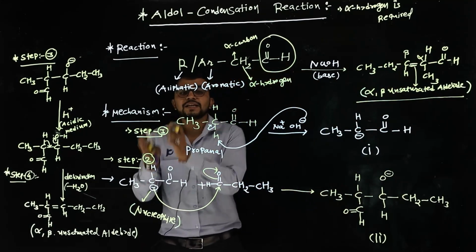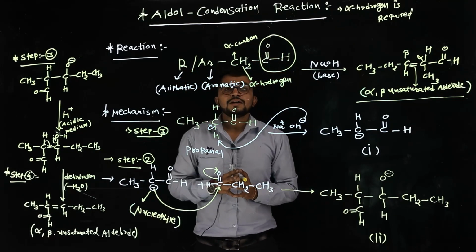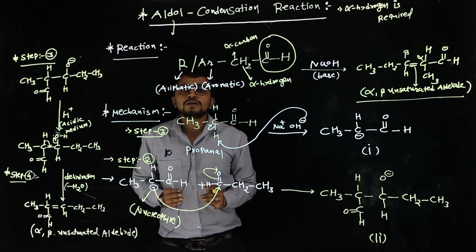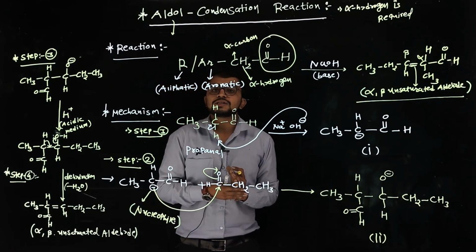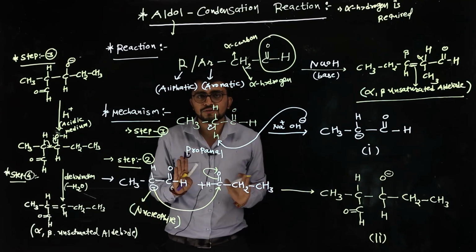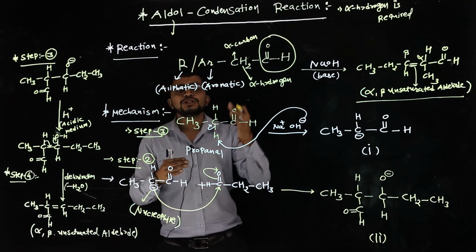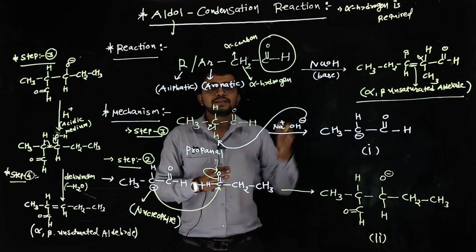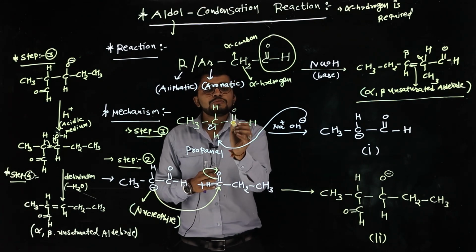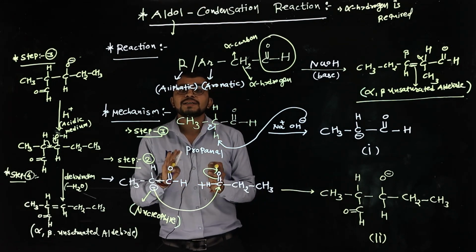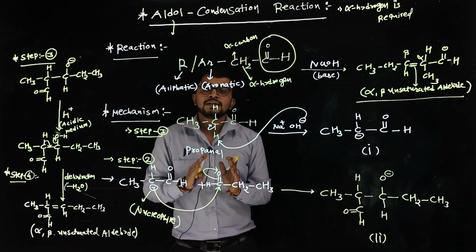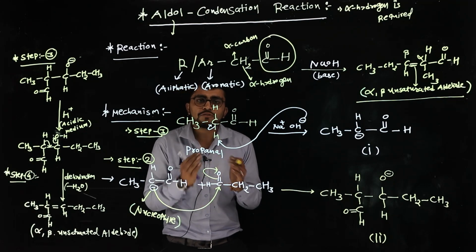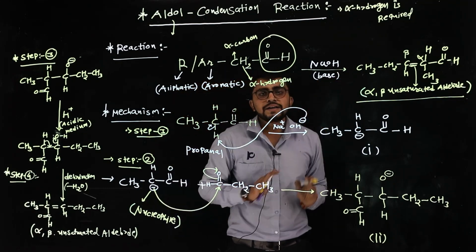Then what is the mechanism of this aldol condensation reaction? The name involves aldol, which means an aldehyde functional group is there. The aldehyde functional group is attached to a carbon which possesses alpha hydrogen, and only then is the reaction carried out in the presence of base. So the primary requirement of this reaction is alpha hydrogen.